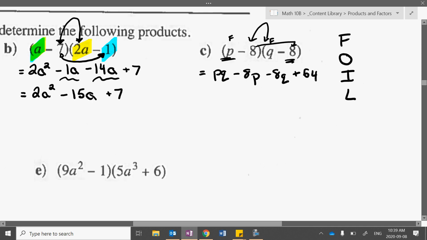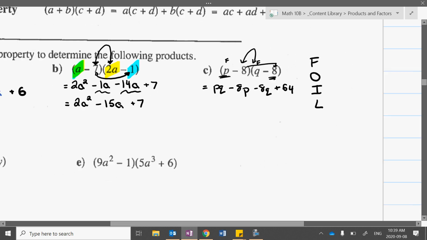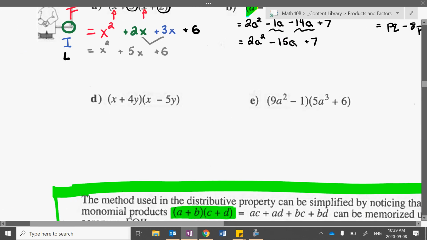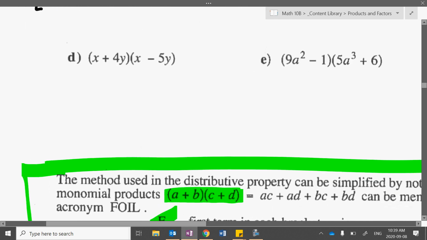Can I combine anything here? No, every single piece here is unique. Most times you end up being able to combine something, but not always. Okay. Do you guys want to try D on your own? Okay, let's try D on our own and see how you do.